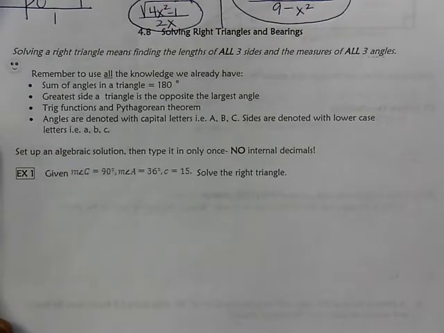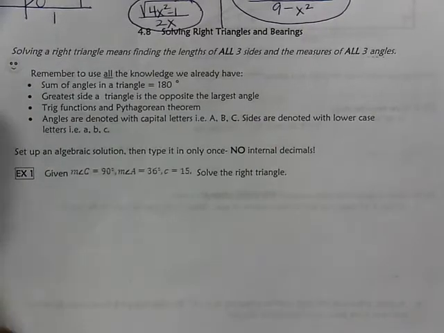I'm assuming you remember how to solve a right triangle. You can use the facts that you learned in geometry. There's 180 degrees in a triangle. You can use Pythagorean theorem. You can use your trig functions, SOHCAHTOA. You can also use facts like the largest angle is across from the longest side, and the smallest angle is across from the shortest side. So all of these things are going to come into play, and let's just solve a right triangle real quickly.